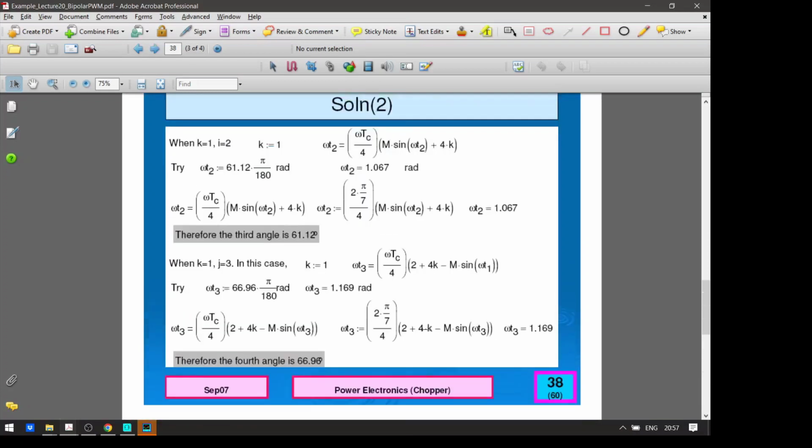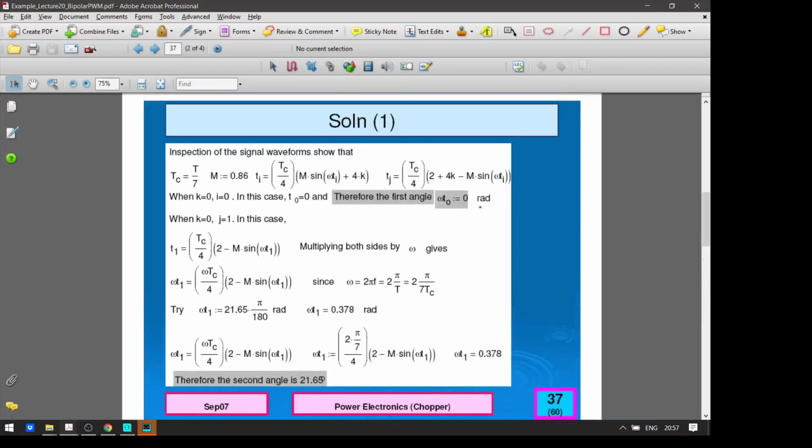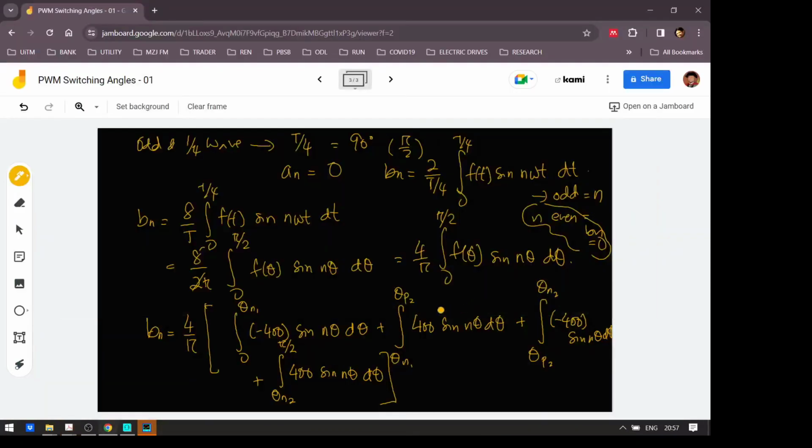Okay, so go back to the angles. I just want to get the angles in radian. So we have 1.067. So this first one will be theta p1 equals 0, and then theta n1 equals 0.378. So I'm going to go back to here and change to here. So this is 0.